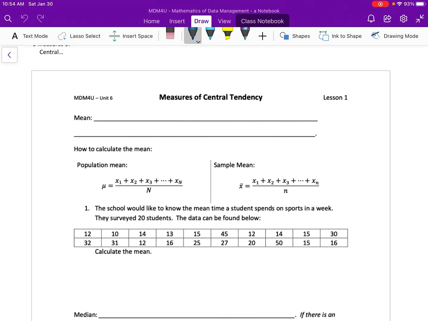This is our first lesson for Unit 6, and this lesson is about some of the one variable statistics that you can do in this course at least. There's lots more beyond this, but this is kind of an introduction to some of the basic stuff that you would use to analyze a data set or to describe a data set.